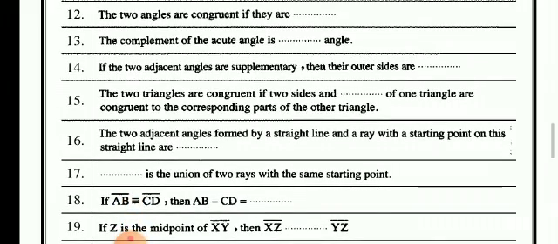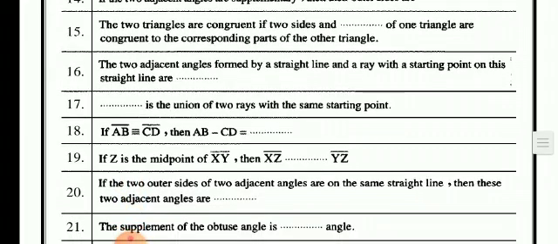The two angles are congruent if they are, good, equal in measure. The complement of an acute angle is an acute angle. If two adjacent angles are supplementary, then their outer sides are perpendicular. The two triangles are congruent if two sides and the included angle of one triangle are congruent to the corresponding parts of the other triangle.